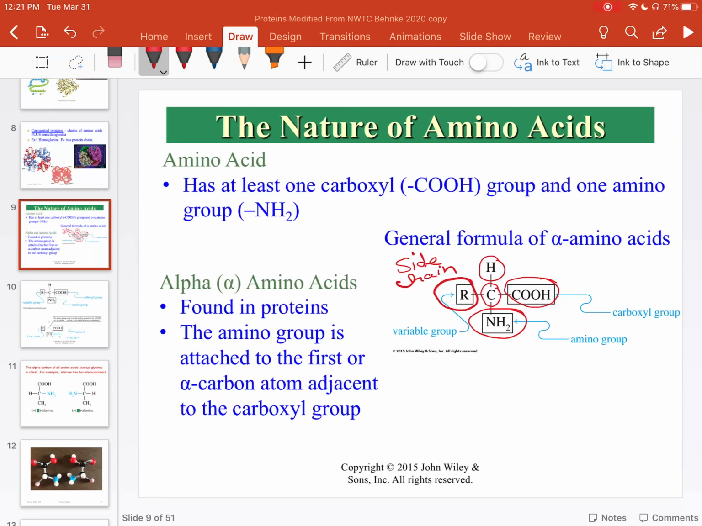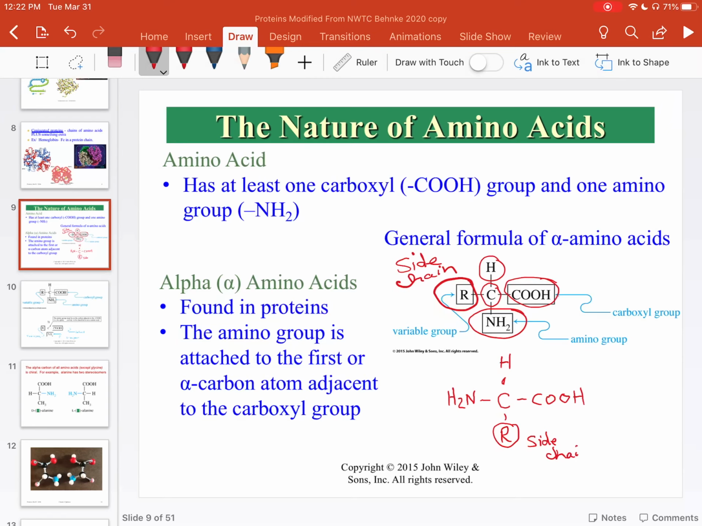Okay, now I don't particularly like the way that this one is drawn. My preference would be to show the central carbon like this, my carboxyl group, COOH. That is the same group you saw when we talked about carboxylic acids. The amino group, which is the same group that we saw when we talked about amines. The hydrogen coming either up or down, it doesn't matter. And then the R group, which is the side chain coming either up or down.